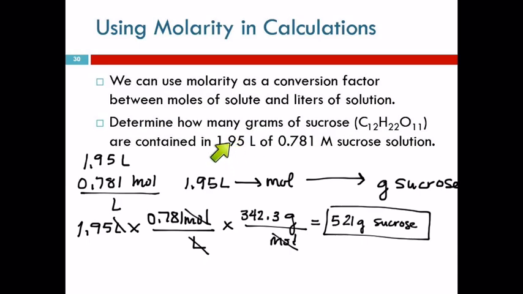1.95 liters, so that's almost 2 liters, right? It's a lot of sugar, 500 grams of sugar, but it's a pretty big volume, and sugar's pretty soluble, so yeah, that's probably reasonable. If you had 5 million, maybe not. Usually if the amount of the solute is more than the amount of the whole solution, you've got a problem.